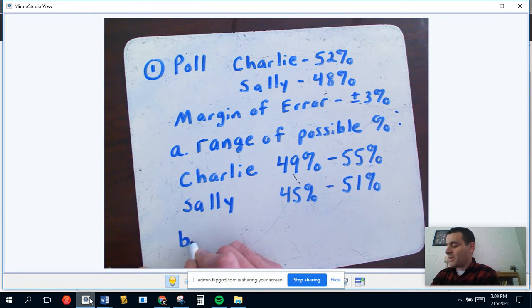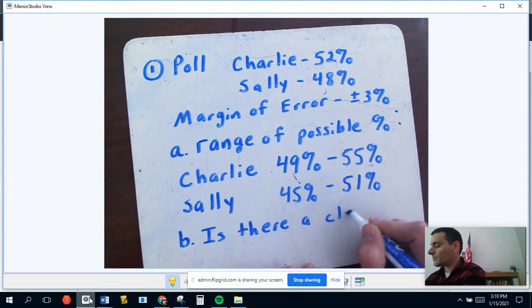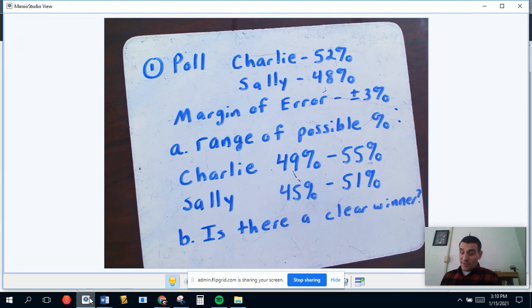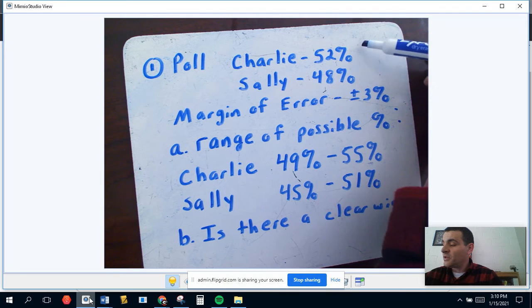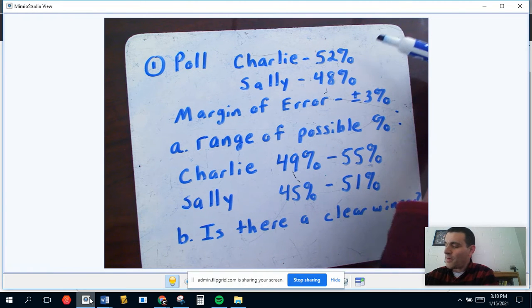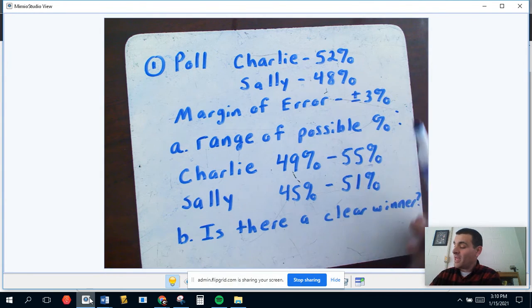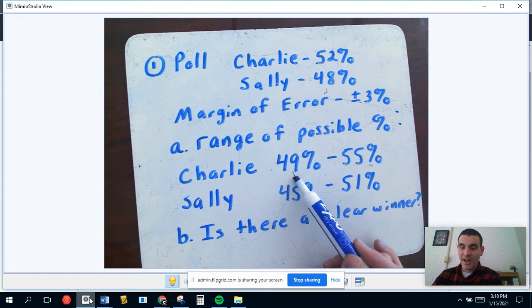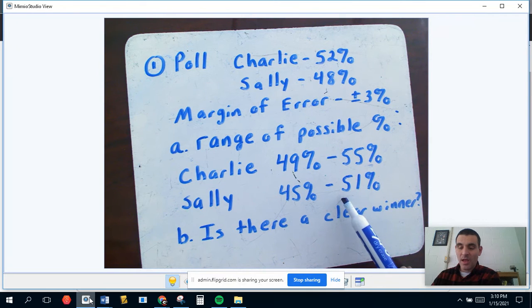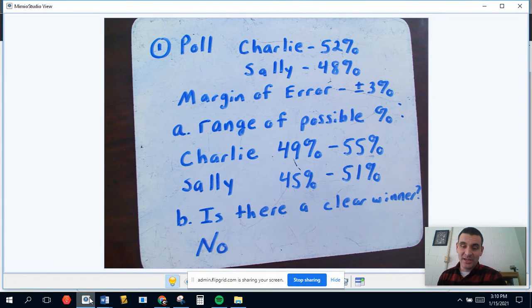And B, you'll often be asked, is there a clear winner? Well, Charlie probably wins. If you look at this 52 and 48, chances are it's something close to that, and he's probably going to get a narrow victory. But there are some scenarios. If the poll overestimated Charlie and underestimated Sally by that same amount, it's possible that, for example, she could be 51 while he was 49. So there is some overlap of these two percentages. So is there a clear winner? No. If you were projecting who will win, you'd certainly say Charlie, and he probably will. But it's not guaranteed looking at these numbers.